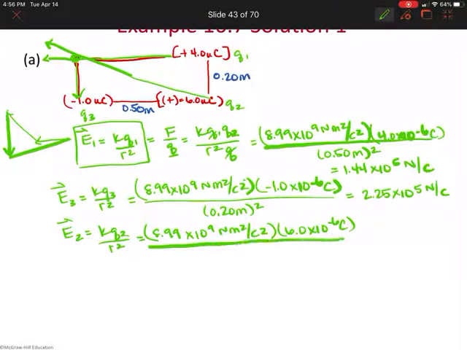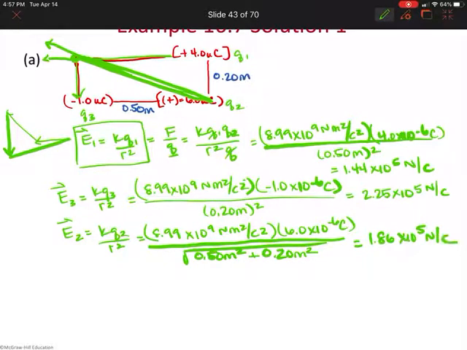Q2 here is 6 times 10 to the negative 6th coulombs divided by your R. Now, how do you find the R? So that's this distance right here. You've got to do the Pythagorean here. So you've got 0.5 meters squared plus 0.2 meters squared. Do the square root of that, and you should get 1.86 times 10 to the 5th newtons per coulomb.